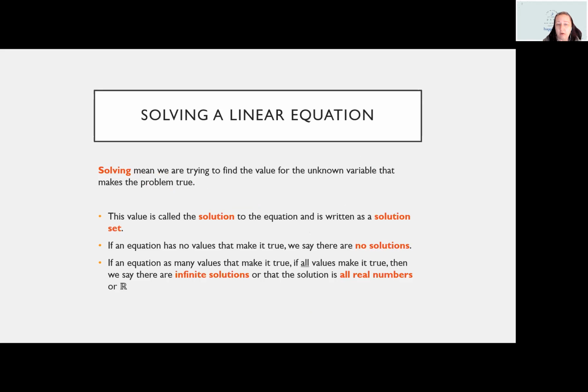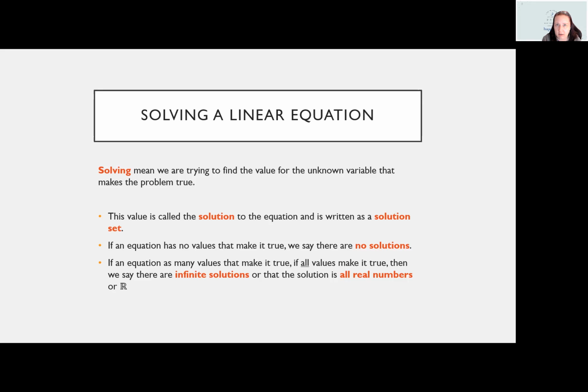When we say to solve, that means we're trying to find out what is the number that we can replace that variable with. We want to know what makes this equation true. What number can I put in for that spot? That variable is representing the unknown number, and we're trying to figure out what that is. So that's what we mean when we say solving.